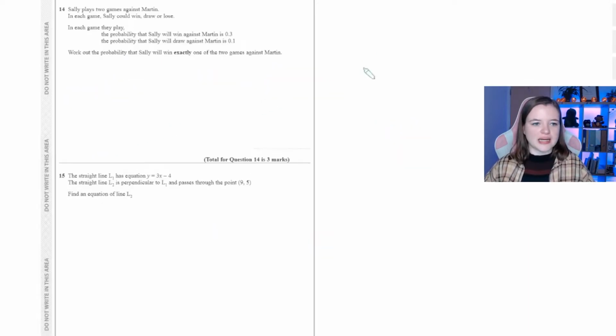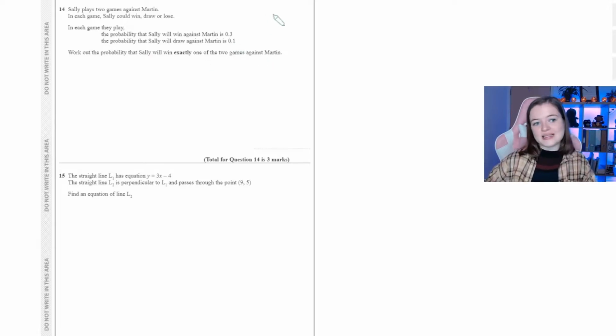Question 14. Sally plays 2 games against Martin. In each game, Sally could win, draw, or lose. In each game they play, the probability that Sally will win against Martin is 0.3. The probability that Sally will draw against Martin is 0.1. Work out the probability that Sally will win exactly one of the 2 games against Martin. Right.